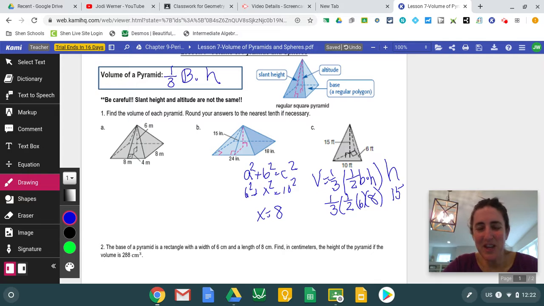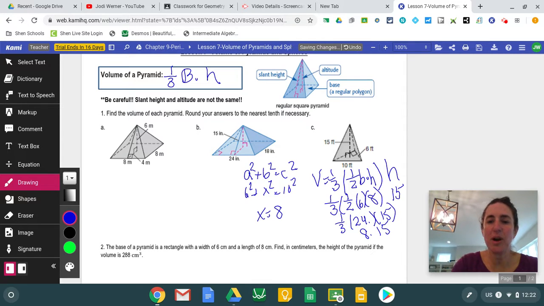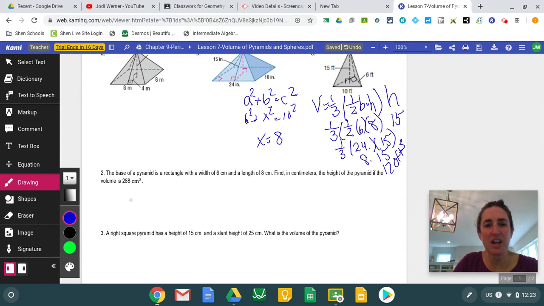So much fun. So if you take 1/3 of 1/2 times 6 times 8, well, that's 48, and 1/2 of 48 is 24. So now I have 1/3 of 24 times 15. 1/3 of 24 is 8. 8 times 15 gives me a volume of 120 feet cubed for that fun pyramid. I had to use a little Pythagorean theorem there, but that was fun. Okay, so now let's go down in here and try another one of these.